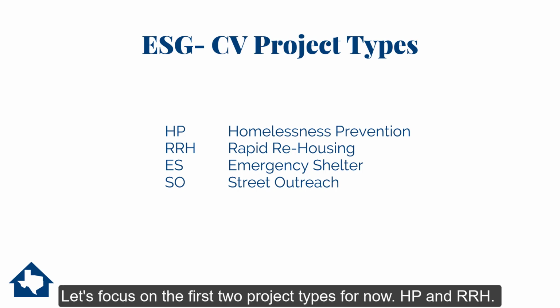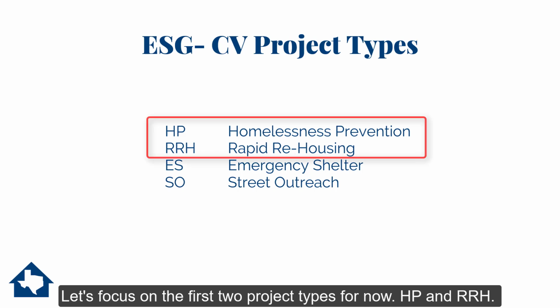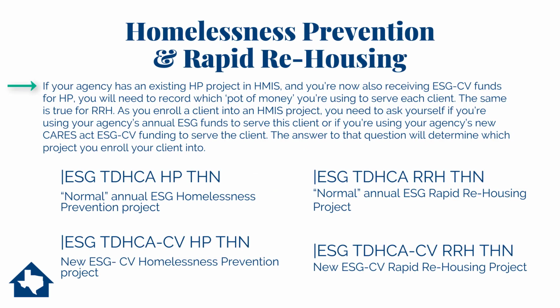Let's focus on the first 2 project types for now: homelessness prevention and rapid rehousing. If your agency already has a homelessness prevention project in HMIS and you're now also receiving ESG-CV funds for homelessness prevention, you will need to record which pot of money you're using to serve each client. The same is true for rapid rehousing.